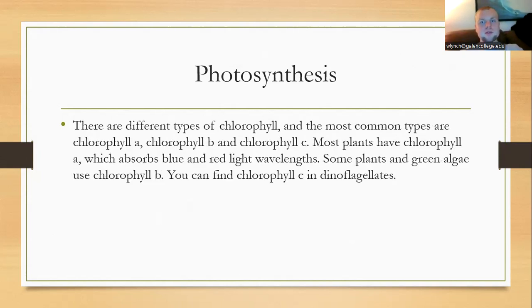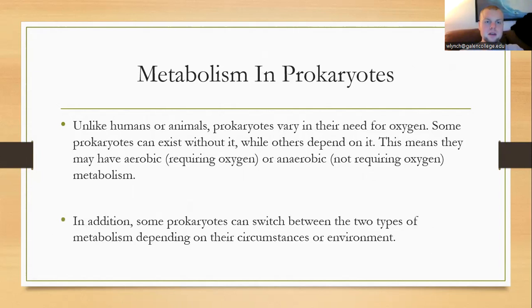There are 2 different types of chlorophyll that are the most common. The third one, chlorophyll C, is a little bit less common, but still of note. So we have chlorophyll A, B, and C. Most plants have chlorophyll A. Chlorophyll A is going to absorb blue and red light wavelengths. Some plants and green algae have chlorophyll B, and chlorophyll C exists in select dinoflagellates.